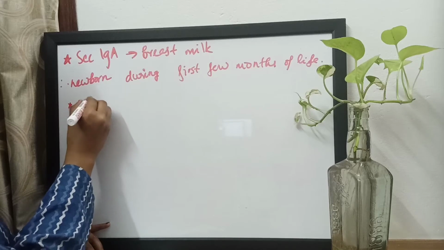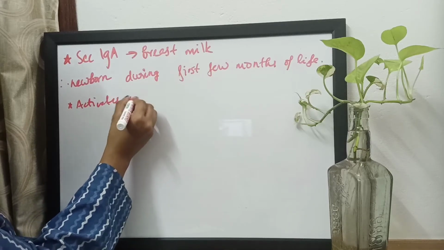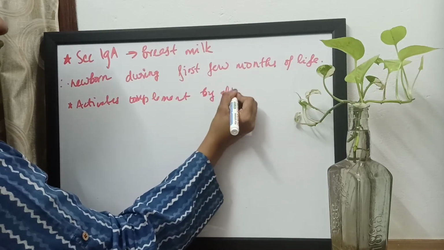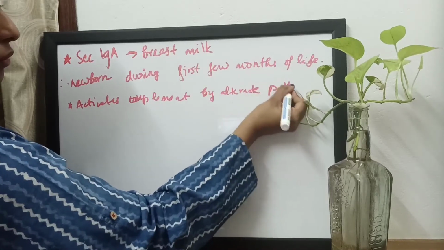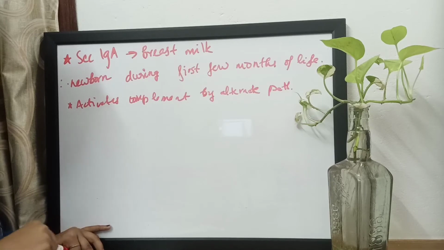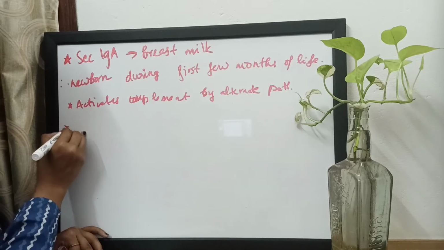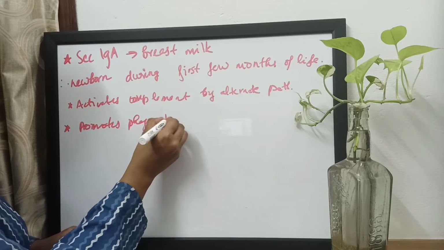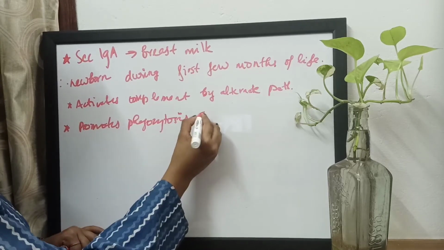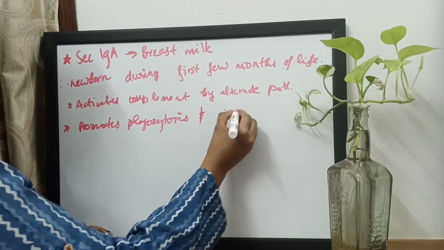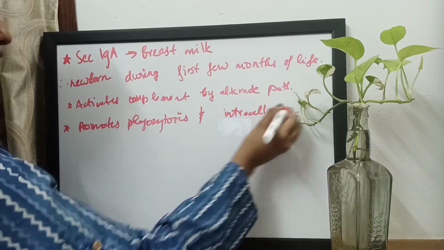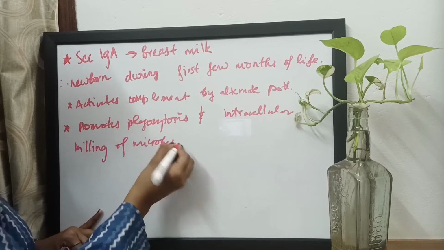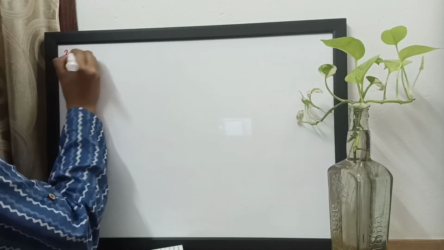The next function is about complement system. It activates complement by alternate pathway. Before it was classical for IgG, for IgA it is alternate. The next important point is promotes phagocytosis and also intracellular killing of microbes.